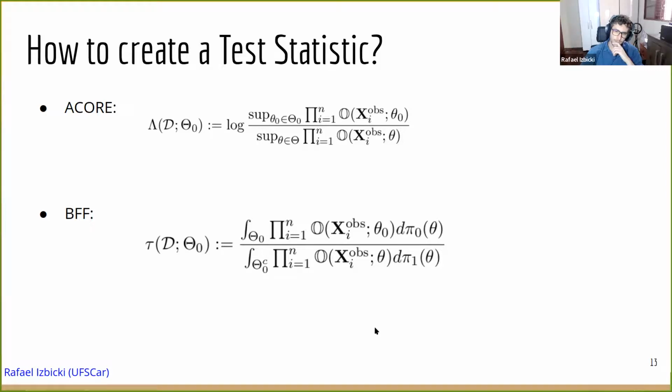All right. So these are the two test statistics we are going to use. And again, I'm not saying these are the best test statistics, and I'm also not saying that this is the best way of estimating likelihood functions. That's just one practical way of doing that.